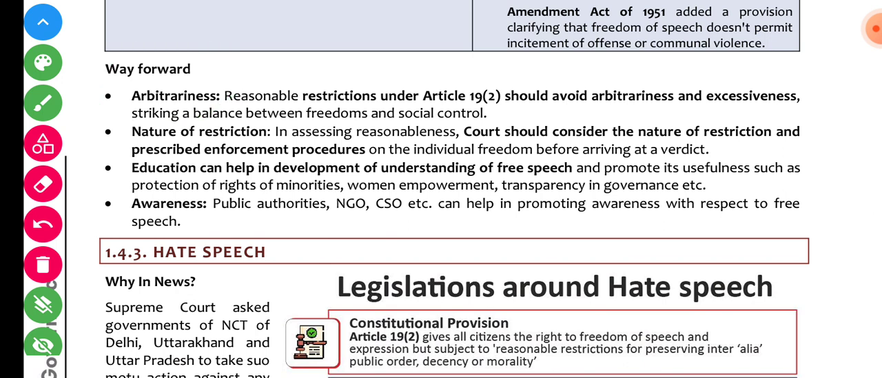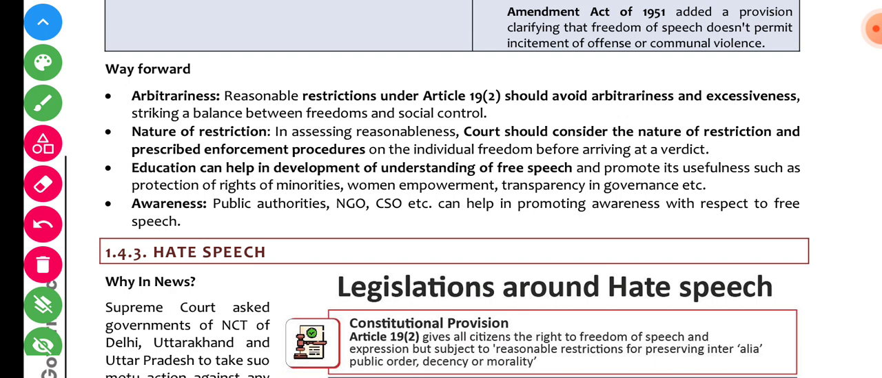And what is the way forward? Freedom of speech and expression should avoid arbitrariness, because the reasonable restrictions under Article 19 Clause 2 should avoid arbitrariness and excessiveness, striking a balance between freedoms and social control. Nature of restrictions: in assessing reasonableness, the court should consider the nature of the restriction and the prescribed enforcement procedures on the individual freedom before arriving at a verdict.